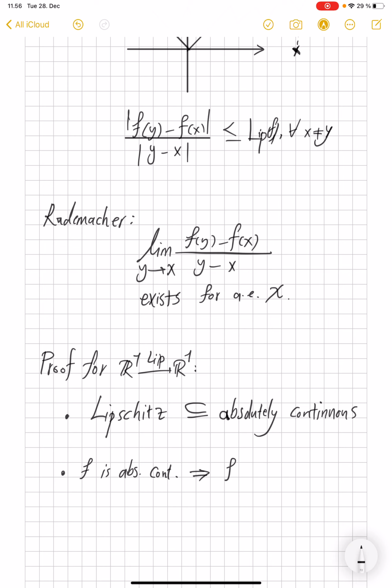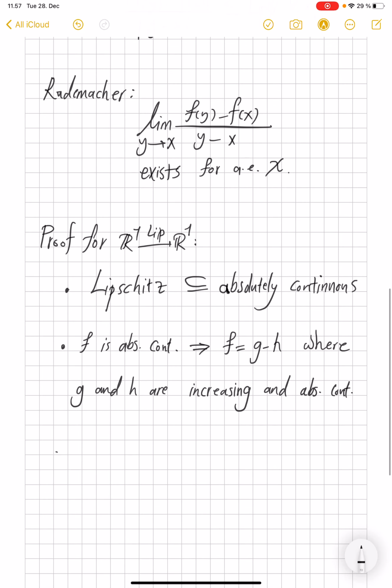So if f is absolutely continuous, then it turns out that f is actually the difference of two monotonically increasing functions, g and h. They are increasing, not strictly increasing. They could be constant. And they are themselves absolutely continuous.